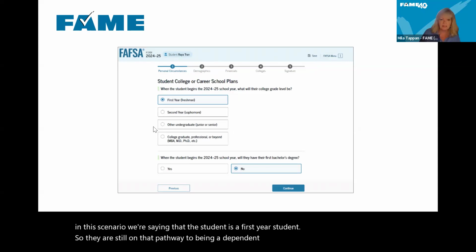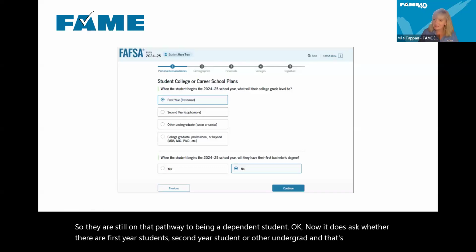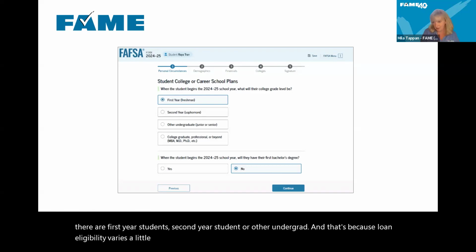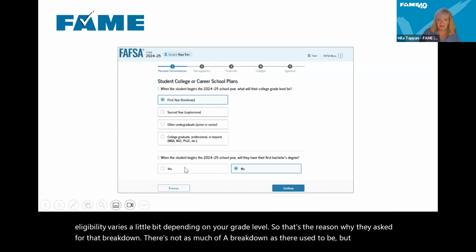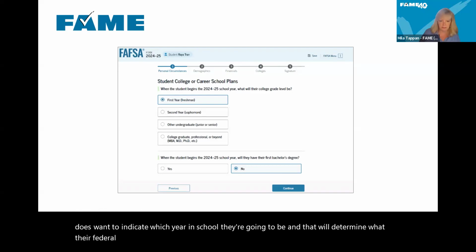Now it does ask whether they're a first year student, second year student, or other undergrad. That's because loan eligibility varies a little bit depending on your grade level. So that's the reason why they ask for that breakdown. There's not as much of a breakdown as there used to be, but the student does want to indicate which year in school they're going to be, and that will determine what their federal student loan eligibility will be.